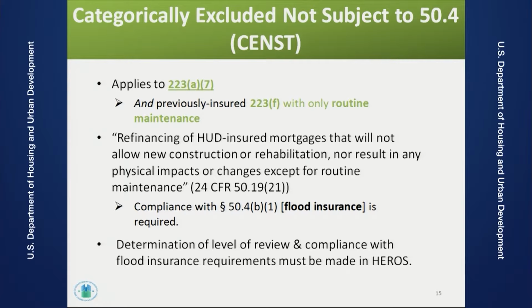Basically, if your project fits this definition, it's categorically excluded, not subject to 50.4, and the only compliance that's required is with flood insurance requirements. So that should be, again, the case for all 223(a)(7)s, as well as a very small group of 223(f)s. So you might be wondering what we mean by routine maintenance, and we'll cover that in a few minutes over the course of a few slides.